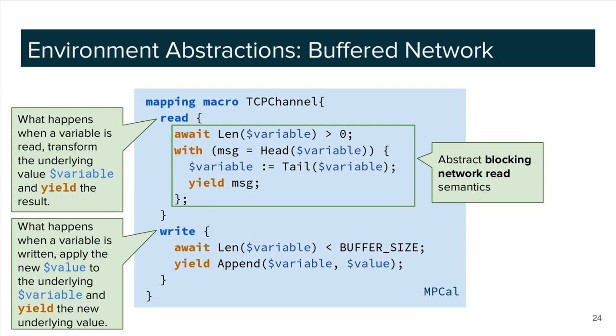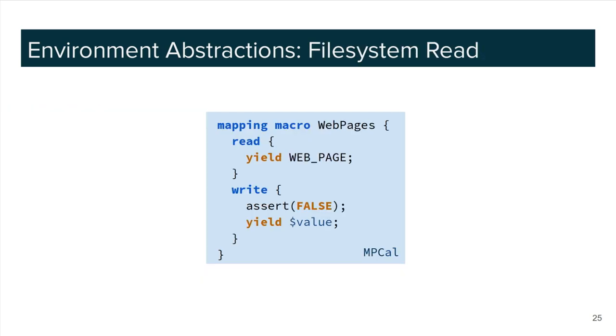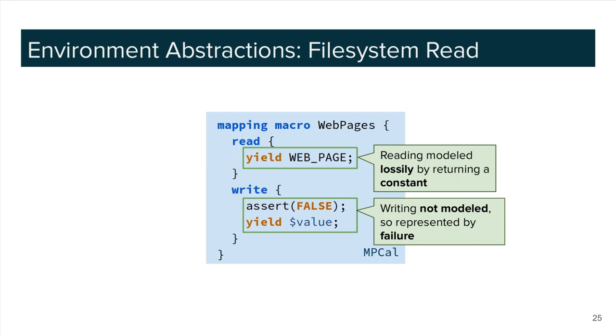So here we've got the blocking read, same old. And here we've got the buffered network write. Again, straightforward PlusCal, done in such a way to make it abstractable and templatable. So now the fun part, the laziest way to write a mapping macro you probably could have. So you yield a constant. That's fine. That's valid. That's an expression you can do. As long as you're okay with that in terms of model checking, go ahead. And writing is banned. You can't do that. If anyone ever tries, you assert false to ensure that it blows up on them as fast as possible, because we haven't defined writing to the file system for this spec, and we're not going to bother writing anything interesting there.